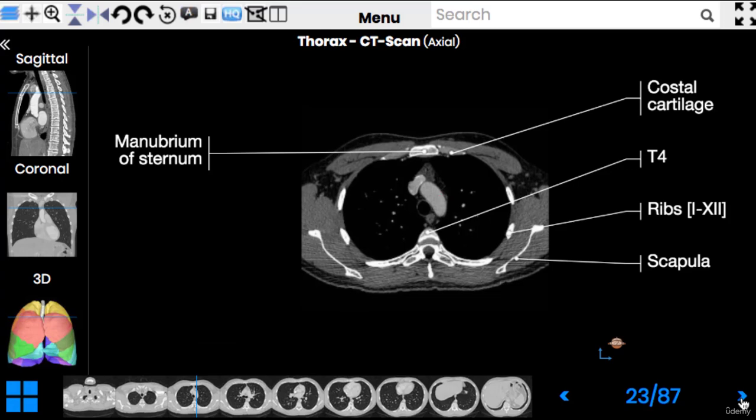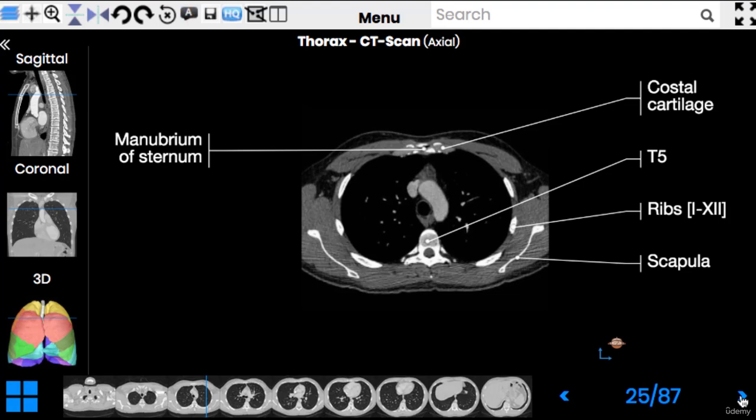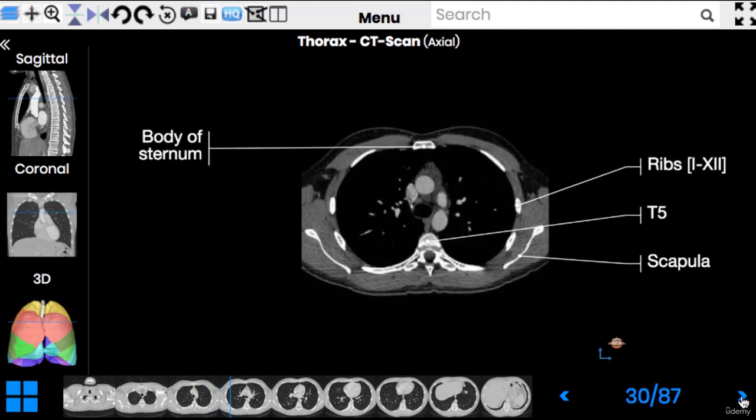Some soft tissue appears just in front of the arch of the aorta and superior vena cava. This is the thymus. Well, as I go down, you see two arches now running around the trachea. On my left, here we have the arch of the aorta, but on the right side we have another arch. This is the arch of the azygos vein, and the azygos vein enters the superior vena cava.